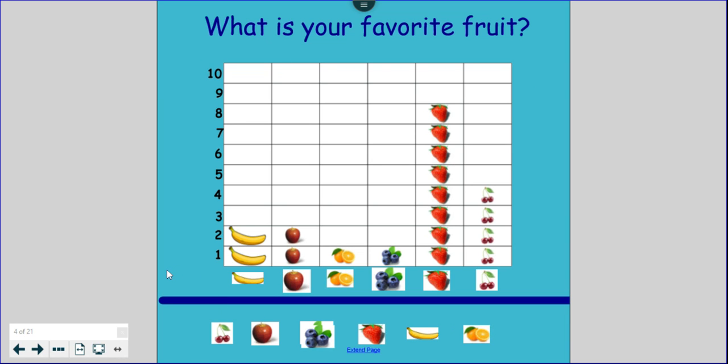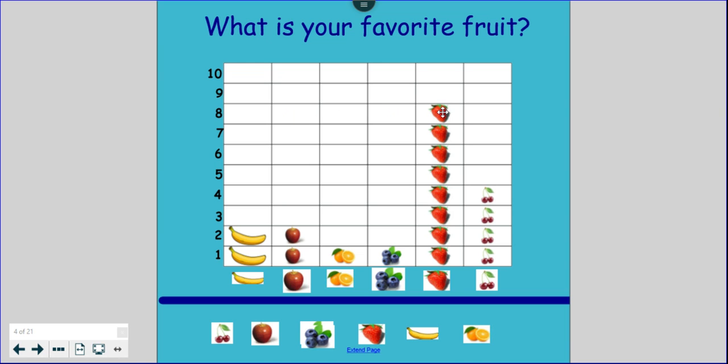Do you know how we can find out how many friends chose strawberries? That looks like a lot without counting. Look at our graph. And I want you to go all the way to the top of the strawberry column. And then we're going to go directly over to where all the numbers are. And if I go directly over, I see that the top strawberry is right in line with the number 8. So that tells me that there are 8 strawberries in the strawberry column.